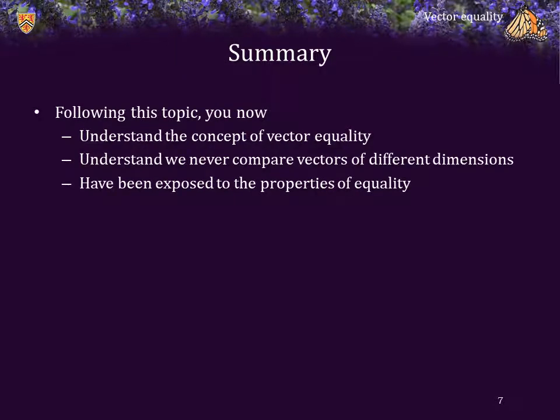So, following this topic, you now understand the concept of vector equality. You understand that we will not be comparing vectors of different dimensions, and you've been exposed to the properties of equality: reflexivity, symmetry, and transitivity. Also, if two vectors are equal, then any question that is true or any statement true about one is also true about the other.